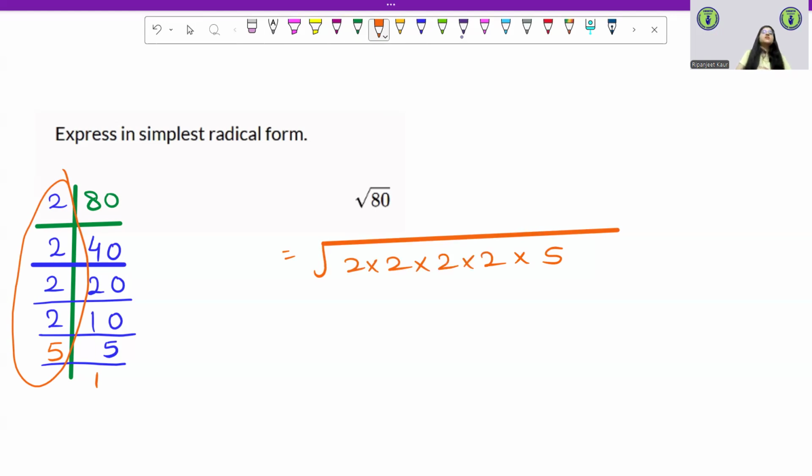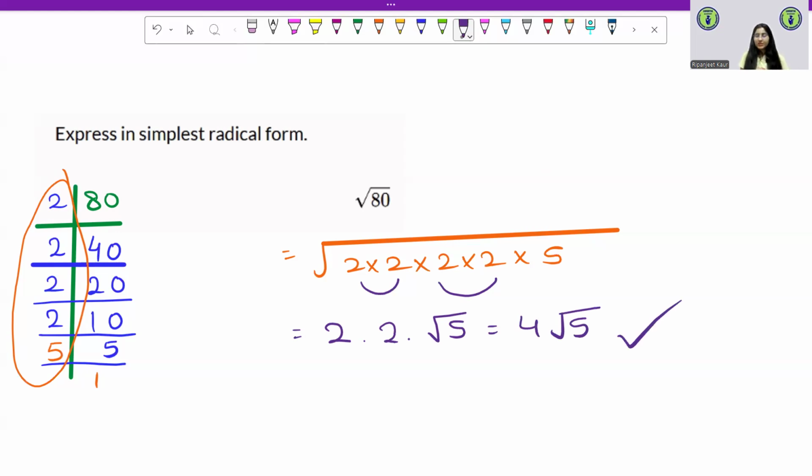How many pairs are there? Two. One pair and one pair. We can take out one number common out of it, which is 2, then another 2. And now, what do we write? What is left over? Five, inside the root. So 2 twos are 4 and root 5 inside, which gives us the answer.